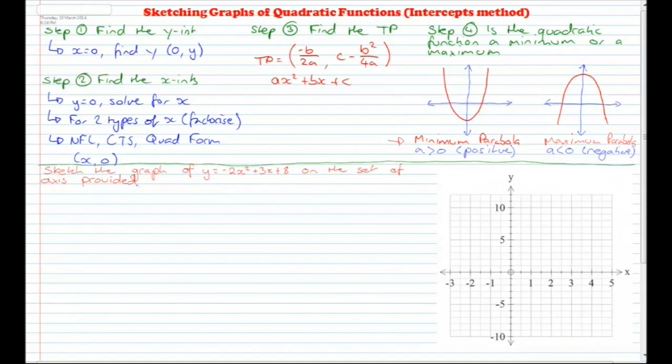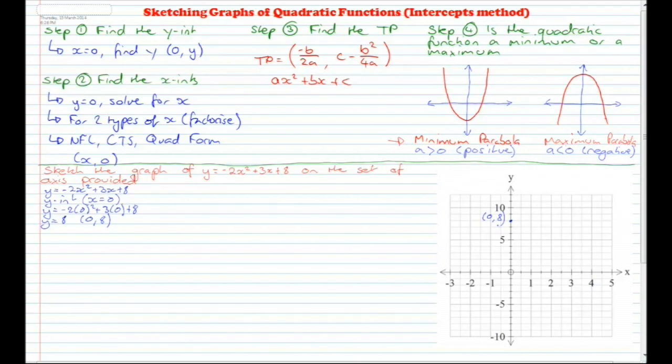Alright, so the very first step is to find the y-intercept. So let's go through and do that. You've got y is equal to negative 2x squared plus 3x plus 8, and of course to find the y-intercept, we make our x equal to 0. Now we go y is equal to negative 2 times 0 squared plus 3 times 0 plus 8, which of course will get us y equals 8. And that means that our coordinate of the y-intercept will be at the point (0, 8). So to plot that point, we go up to the point (0, 8), put a little dot here and write (0, 8) just here like that.